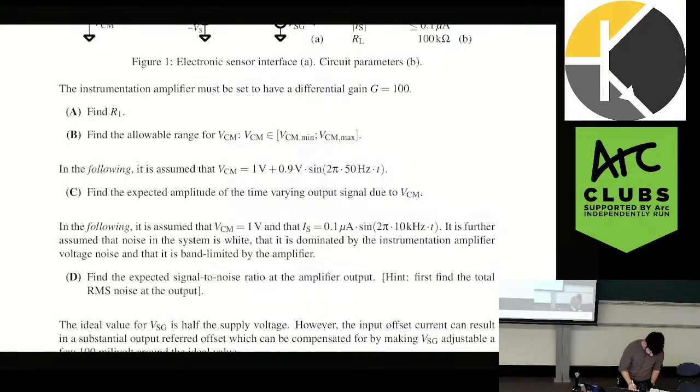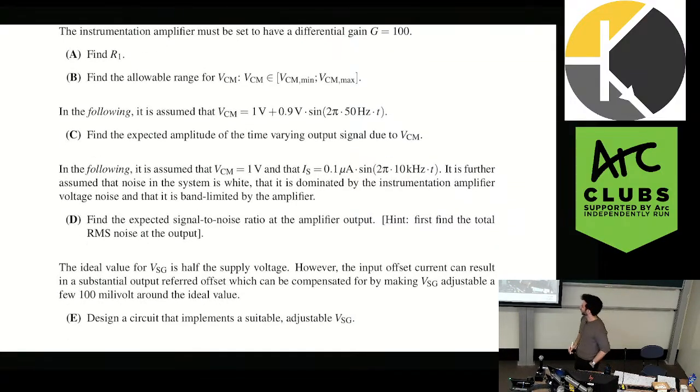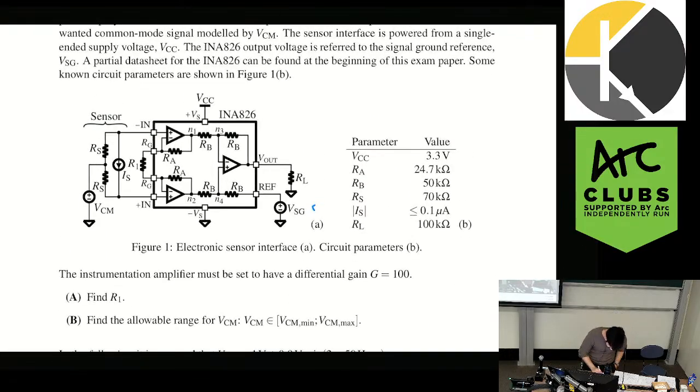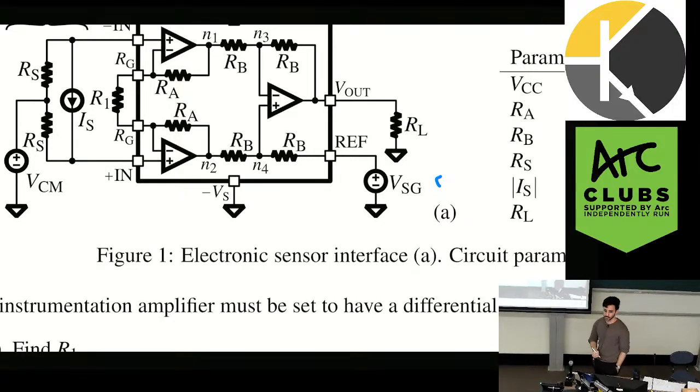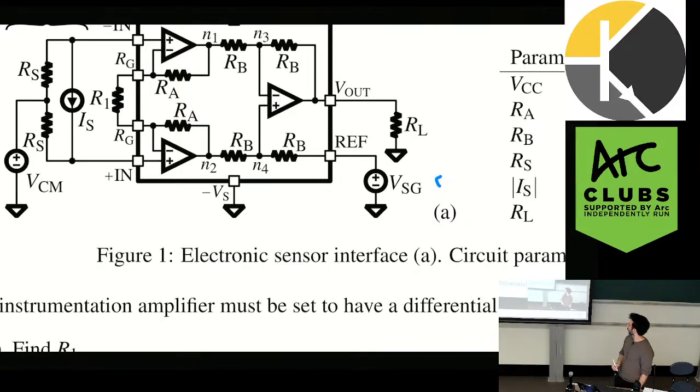Now, next question. So this is a design question. The ideal value for VSG is half the supply voltage. However, the input offset current can result in a substantial output referred offset, which can be compensated for by making VSG adjustable a few hundred millivolts around the ideal value. So essentially that's this voltage signal. And what it's saying is that there is some input referred noise here, and that is affecting the reference voltage, right? And so we just need to make VSG adjustable.